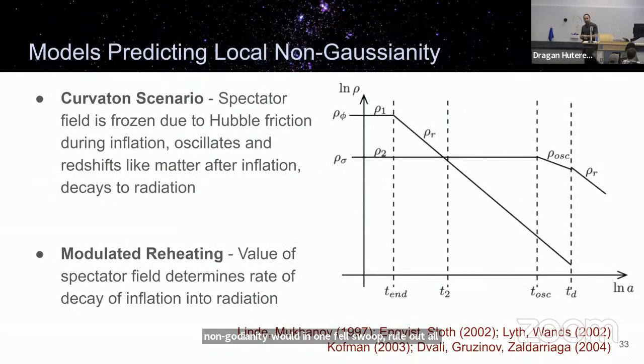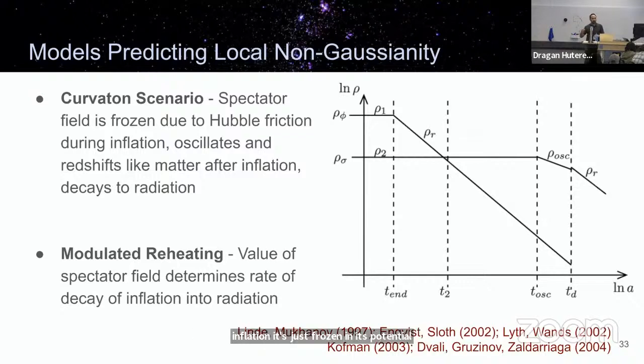There are multiple field models of inflation that do predict local non-Gaussianity. Just to give you some very quick examples, there's the so-called curvaton scenario. The basic idea here is that in addition to the field that drives inflation, there's another light field just hanging out during inflation. It also receives quantum fluctuations in the same way that the field that drives inflation does, but it doesn't contribute to the dynamics during inflation. It's just frozen in its potential.